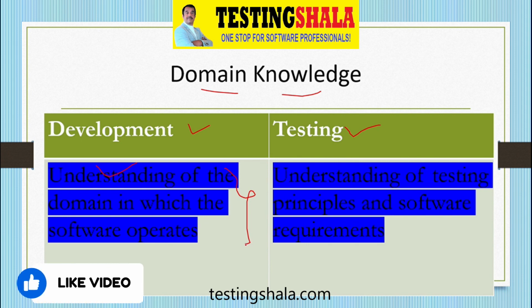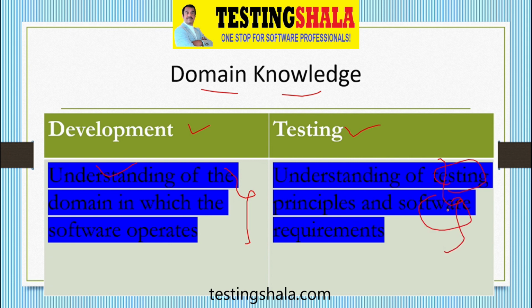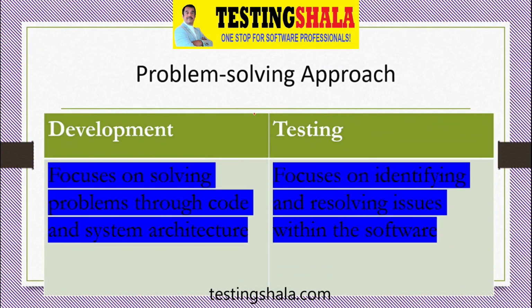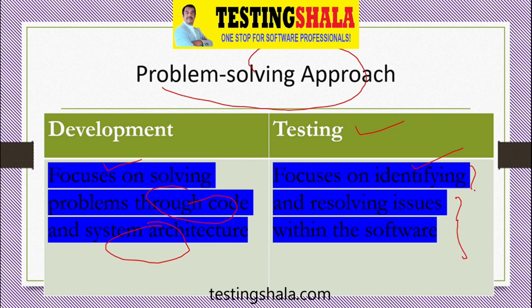Even for the testing role, understanding the principles, software requirements, and domain knowledge is very crucial for both roles. The next key difference is the problem-solving approach. The development team focuses more on solving problems through coding and system architecture from a development perspective. In testing, the focus is on identifying and resolving issues within the software. That is the kind of problem-solving skill required for the testing team.